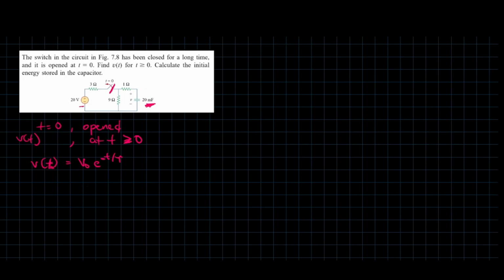Now, but first of all, to get extra marks, because I didn't understand this topic before, I always just solve for tau first. So tau is R_eq times C, that's the capacitor. To find R_eq, you always evaluate R_eq after the switch has been opened. Take note of that.